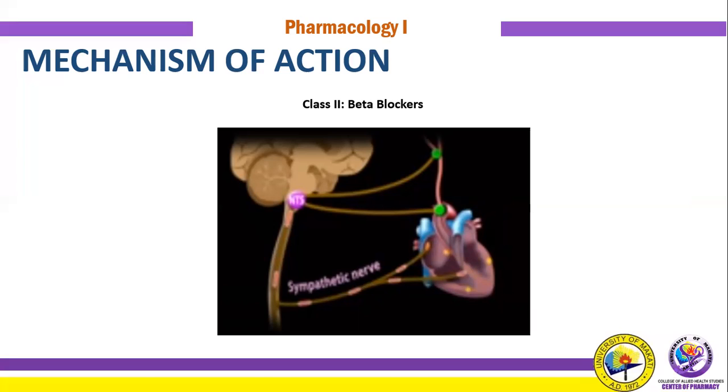That is what beta blockers do: they suppress sympathetic effects, thereby decreasing the heart rate and slowing the conduction through the AV node.